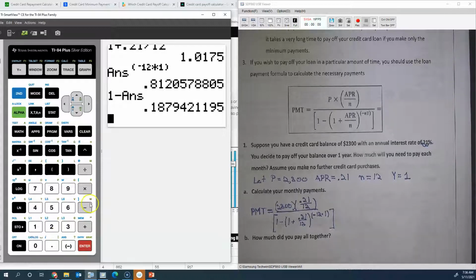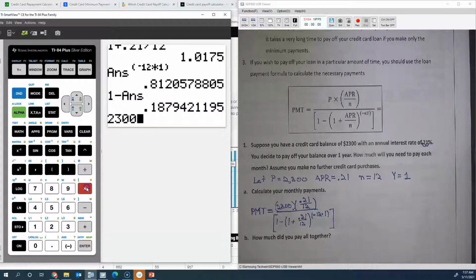See, it doesn't change that we have the parentheses on top, right? You know how you put the 2,300 in parentheses right there? On your paper, that just means times. So now I'm going to do the top.